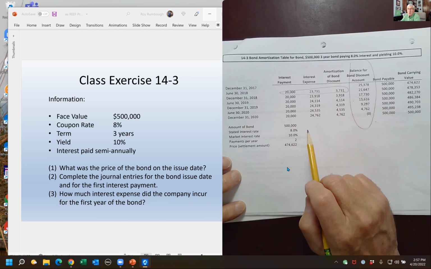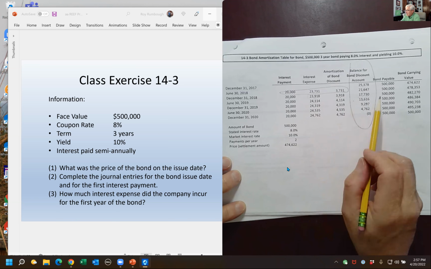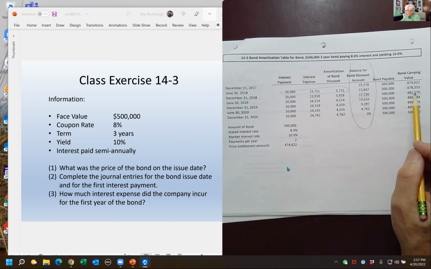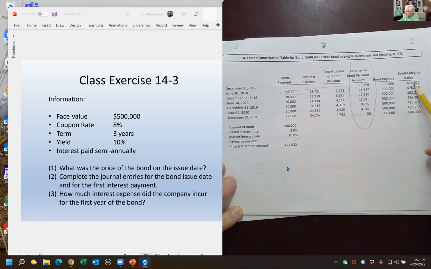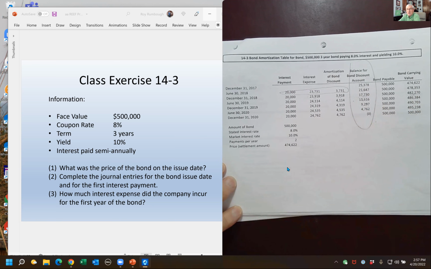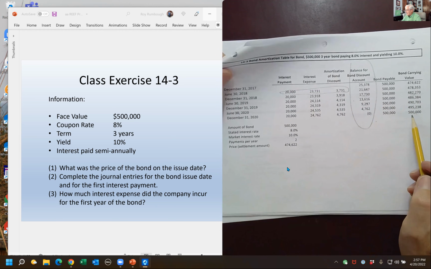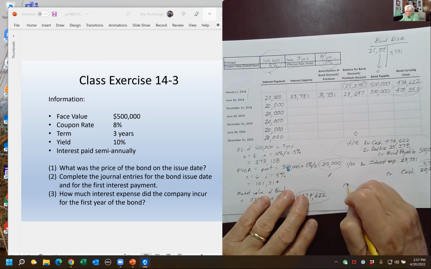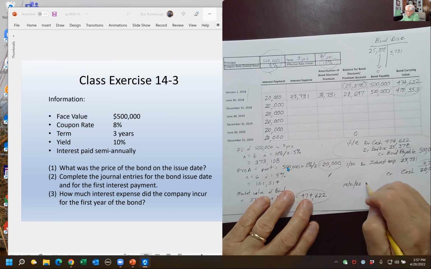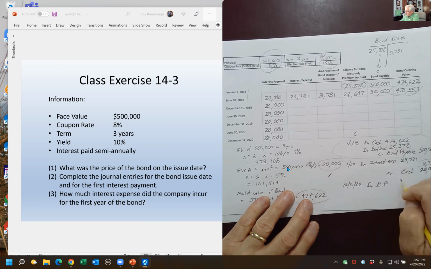Now I have a new debit balance, and I have a new and a higher carrying value. Note how the carrying value grows to 500,000. That's because this debit balance declines over time, and we end up with 500,000. And in the last entry, obviously, 12/31/20 is debit bond payable for 500,000, credit cash for 500,000.